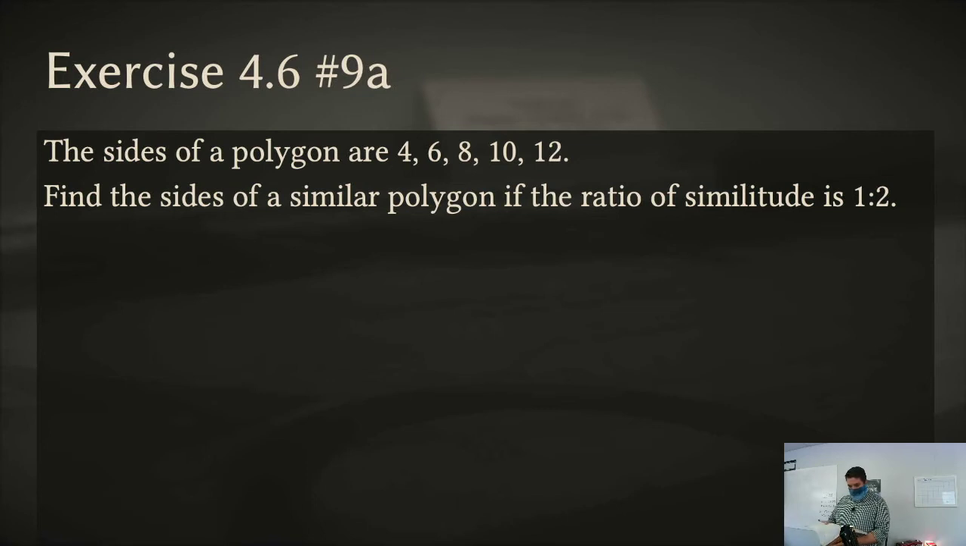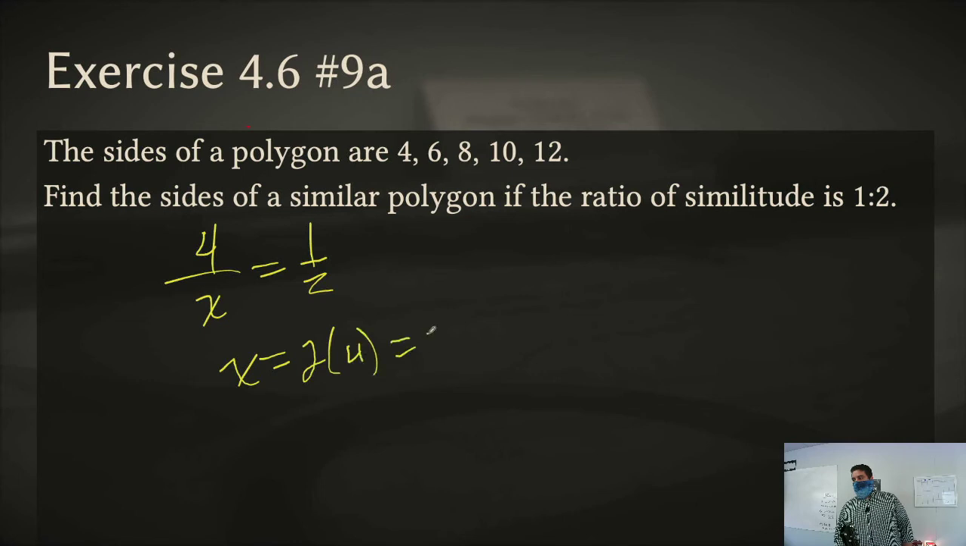Okay, so essentially I'm going to show it for the first side, and then we'll go from there. Oh, that's going to be red. That's going to be a problem. Yellow. All right, so we would have 4 is to some unknown side as 1 is to 2. Does that make sense? Okay. And so to find the first side, we would find that x is equal to 2 times 4, which is going to equal 8.